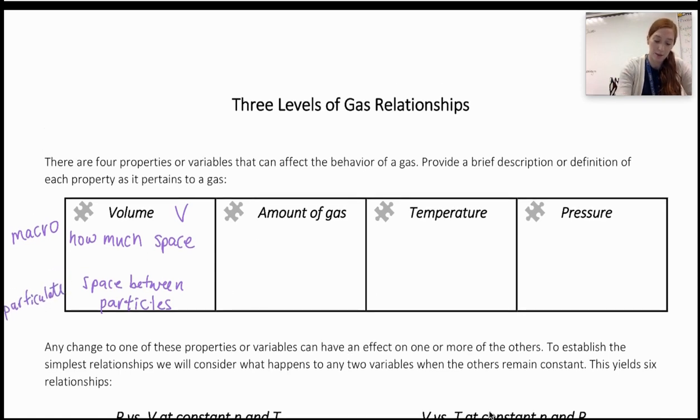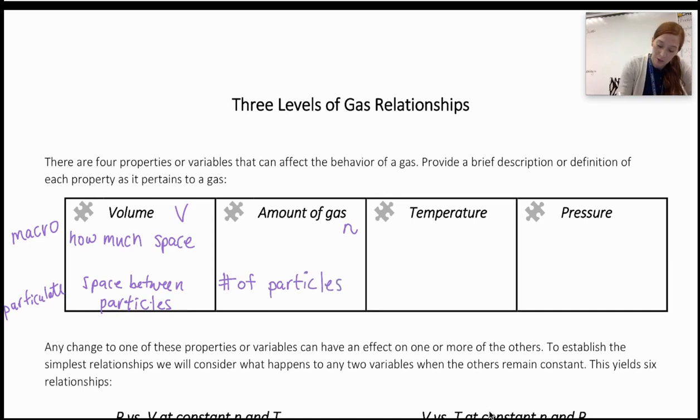Okay, amount of gas is signified with a lowercase n. We actually don't have a macro way to define this. Moles is also a way that we've seen this. We'll talk about the mole a lot later in the semester and second semester, but for now, we're just going to define this as the number of particles. And that's just at the particulate level.